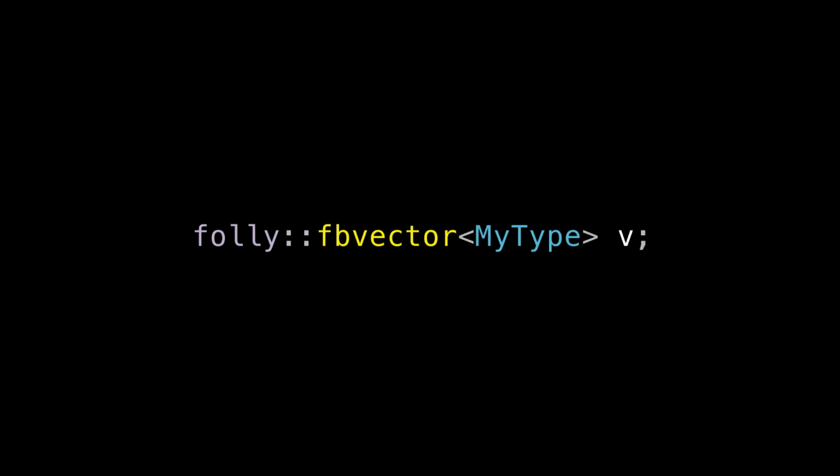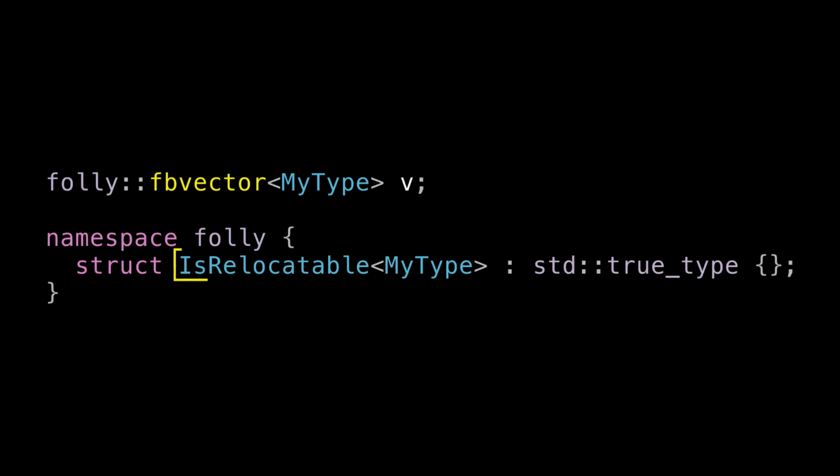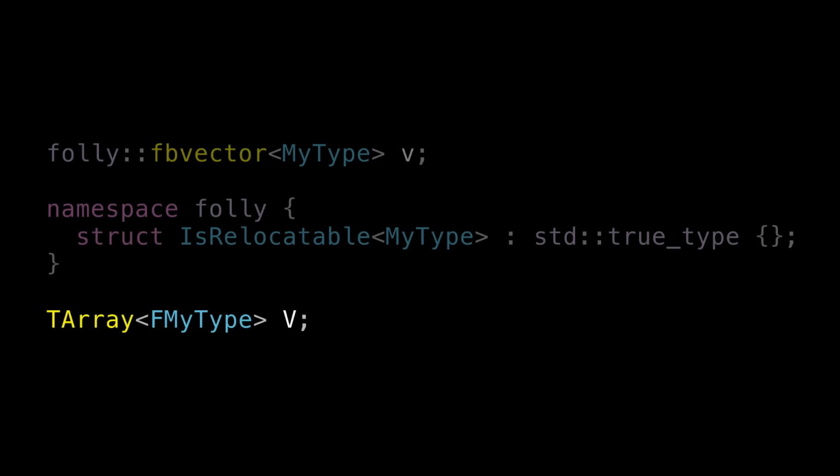In fact, when you first plug in your type to fbvector, it will fail a static assertion. You actually have to specialize a type trait in order to say, I understand that my type needs to be trivially relocatable to work with fbvector, and I promise that it is. So you have to specifically sign off on this behavior before fbvector will agree to work with your type. On the other hand, TArray, which is the vector from Unreal Engine, just does this always without asking you.